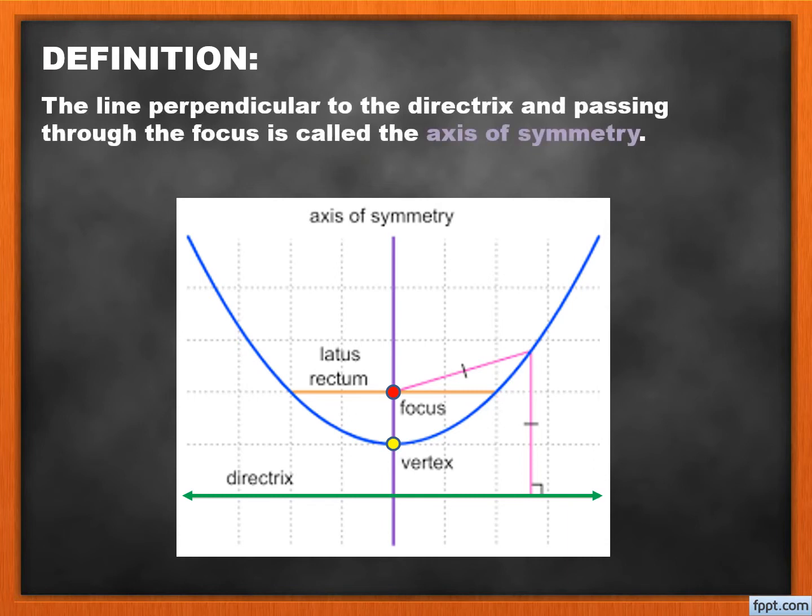The line perpendicular to the directrix and passing through the focus is called the axis of symmetry. In our figure, the vertical purple line is our axis of symmetry, and it divides our parabola into two symmetric parts.